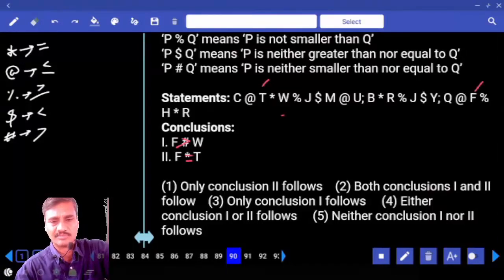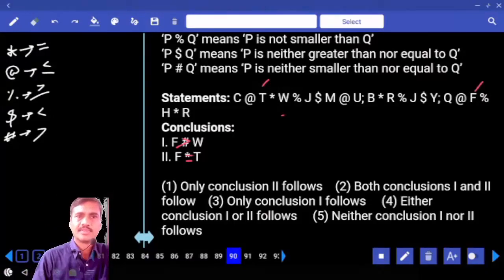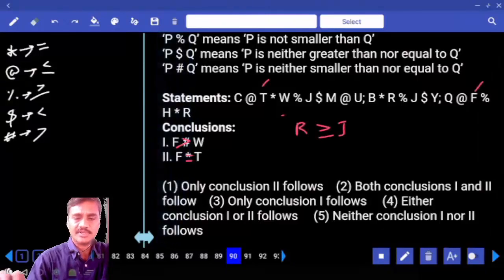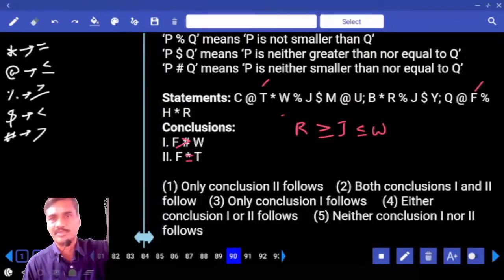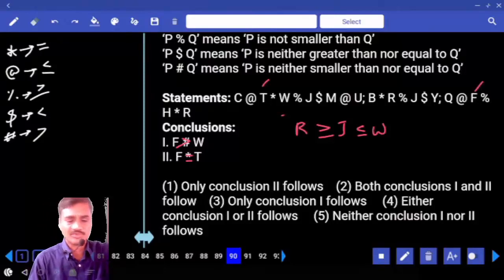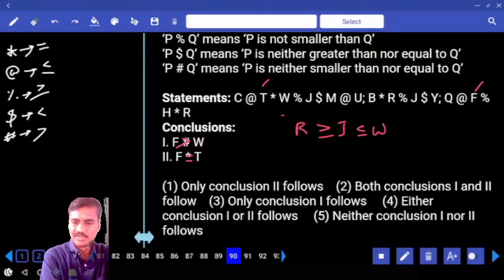Where do we go from R? R to J, J to W, and from there to F. Isn't that right? Now how do we take R to J? R percentage, R greater than or equals to J. Now here W lesser than percentage means greater than or equals. W greater than or equals to J, J lesser than or equals to W. Does it fit or not? What answer do we get here? Hence neither one nor two. Neither one nor two, choice 5 is the answer for 90.